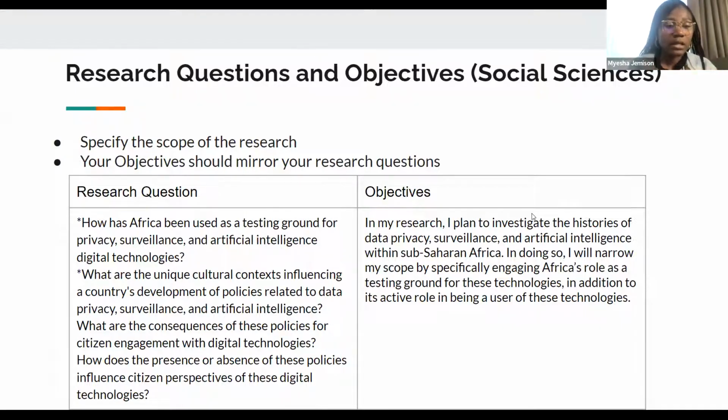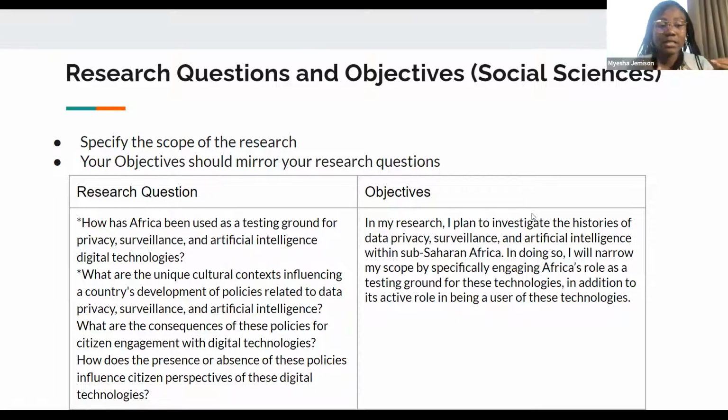And then for the last two actually, what are the consequences of these policies for citizen engagement with digital technologies? And so now you're getting into, okay, you want to describe what this use is, because you're asking the question how. You want to take the lens of culture, because that's the unique context you're talking about. And then you also want to investigate what those consequences are from a policy-based standpoint. And then finally, still carrying on with that policy, how does the presence or absence of these policies influence citizen perspectives of these digital technologies?